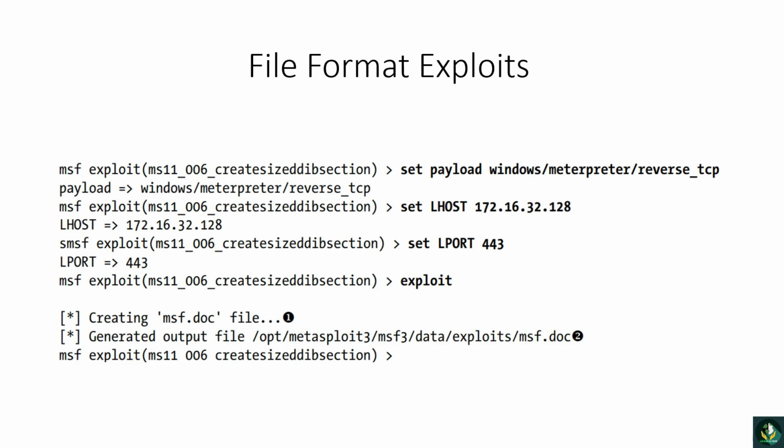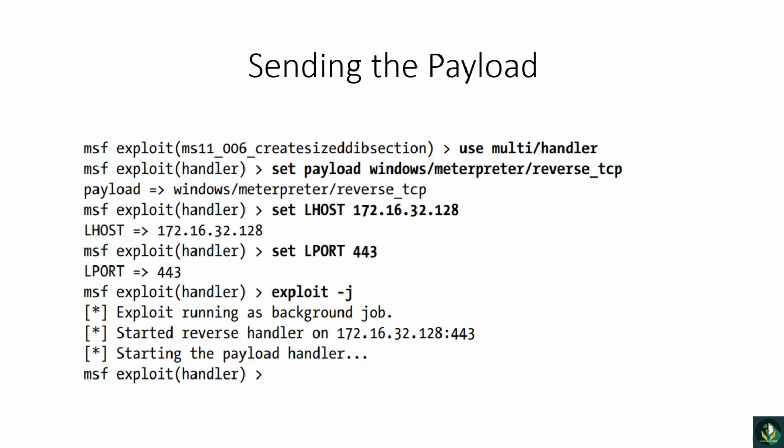Before we actually open the document, we need to set up a multi-handler listener. This will ensure that when the exploit is triggered, the attacker machine can receive the connection back from the target machine, which is like a reverse payload. As you can see, we use this reverse TCP, we set the LPORT and run exploit -j. So the exploit is running in the background, as you can see.